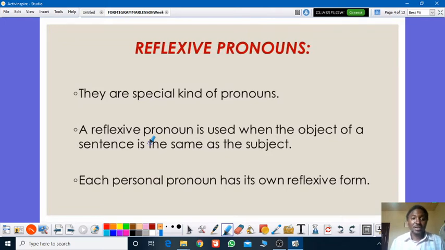Reflexive pronouns are special kinds of pronouns. They are special because they are used when the object of a sentence is the same as the subject. A reflexive pronoun is used when the object of a sentence is the same as the subject. That means the subject in the sentence is the same thing as the object, and so you cannot use the same word because that will be repetition, which is wrong in grammar.